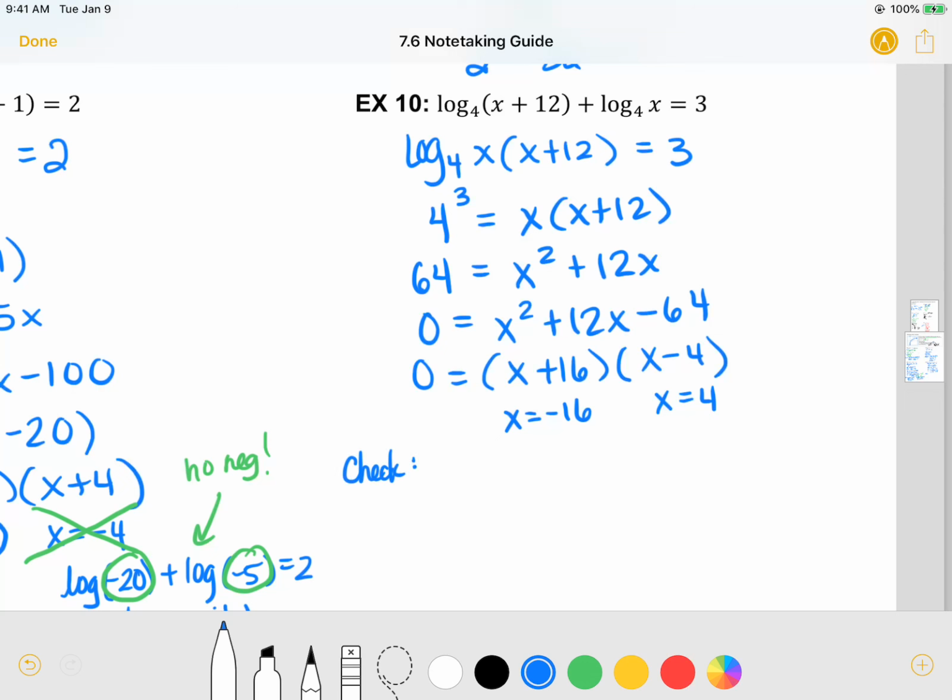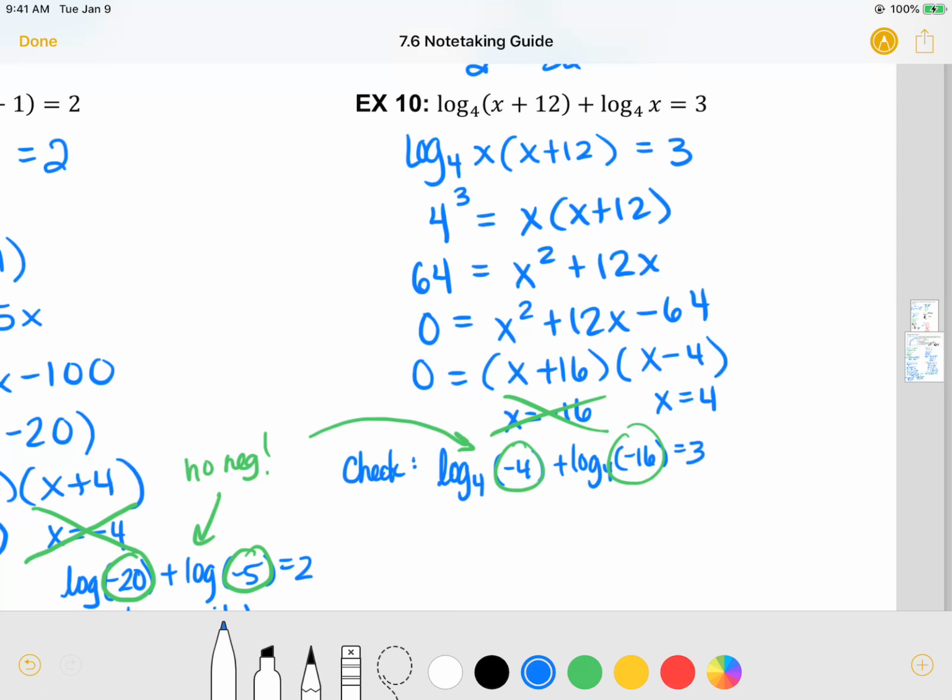Okay, let's plug in the negative 16. So that's going to give us log base 4 of negative 4 plus log base 4 of negative 16 equals 3. And that is not good because, again, we have negative logs and we can have no negative logs, so negative 16 does not work.